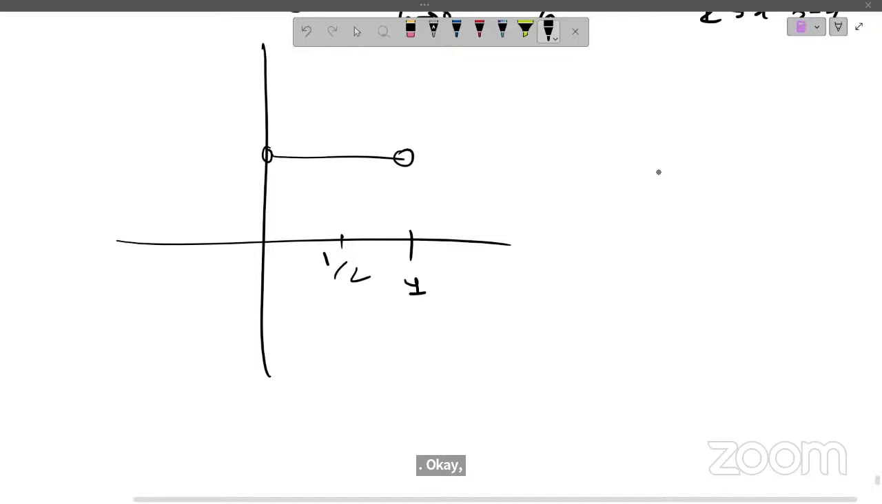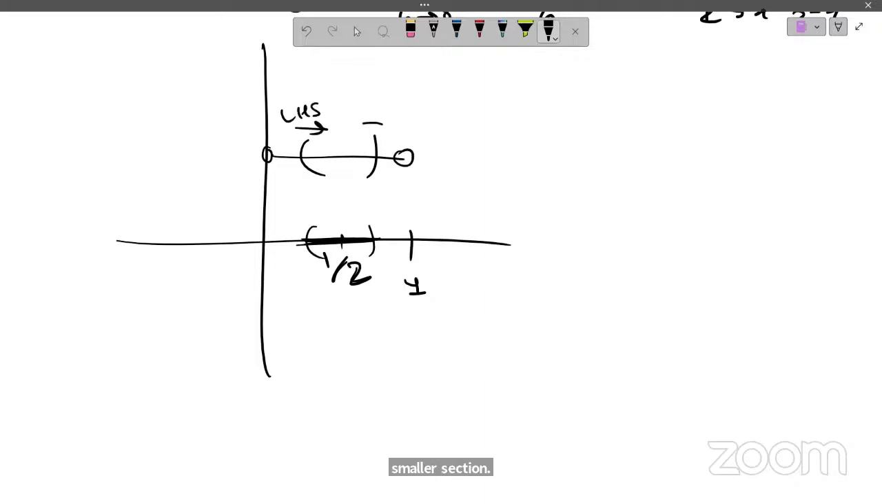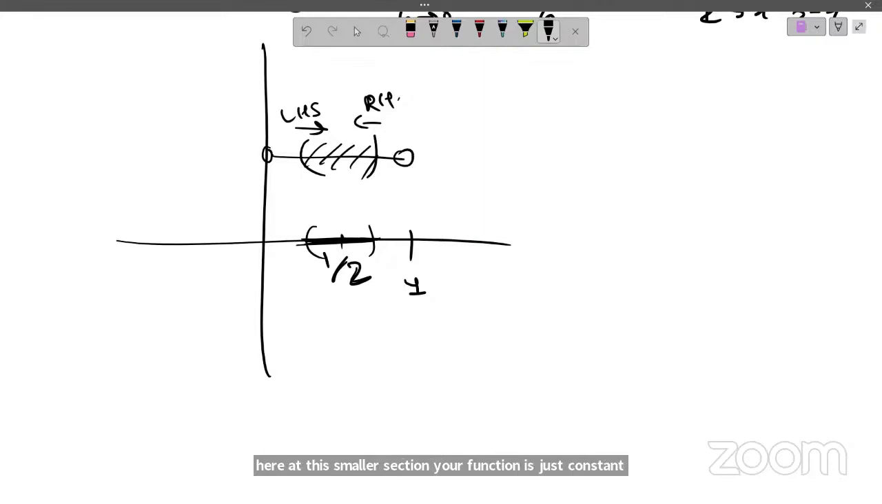Yeah. So at 1 by 2, what is happening? Whenever you are concerned with the limit, you just have to deal with the smaller section. Take any smaller section of 1 by 2, and from that smaller section, move from the left hand side and move from the right hand side. So in this smaller section, your function is just constant, nothing else, right? Yes, ma'am. Got it. Okay, thank you so much, ma'am.